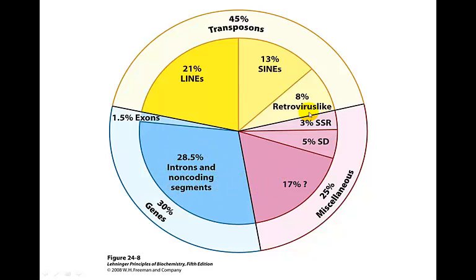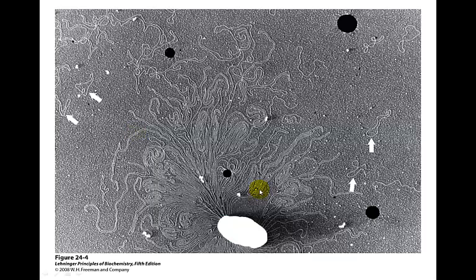And then we have miscellaneous sequences, and a lot of these are repeating sequences. They're repeating hundreds to thousands to tens of thousands times, very short sequences. And then we have retrovirus-like and transposon-like sequences that make up about 45% of our genome. These repeating sequences make up about 25% of our genome. And the genes make up about 30%, but only 1.5% are composed of sequences that actually code for amino acid sequences. So that's interesting.